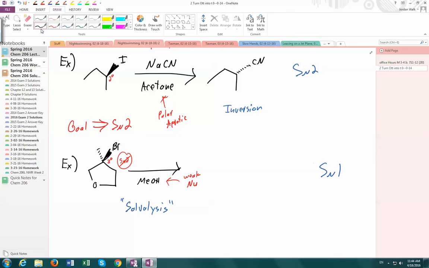So how many products will we get? Yeah, we'll end up with two. So we'll end up with the inversion product, which looks like this, plus what? Yeah, it'll be plus the enantiomer. And so that's our inversion, and the enantiomer would be the retention product.